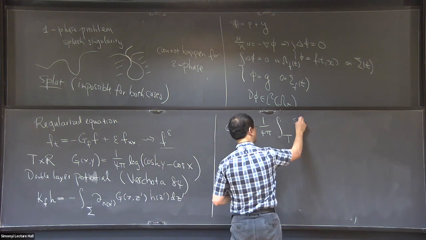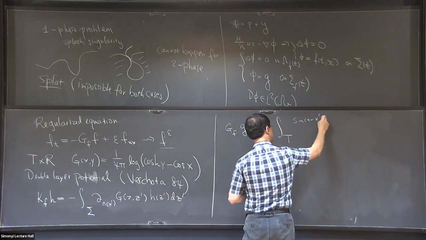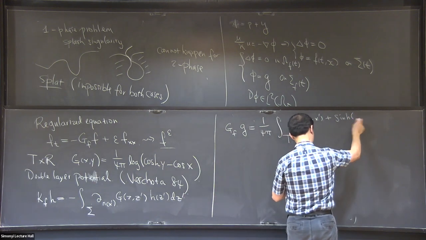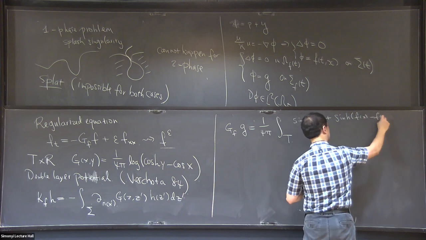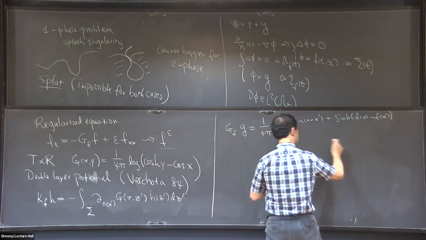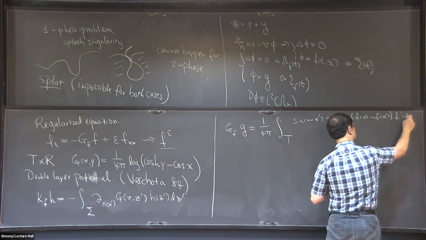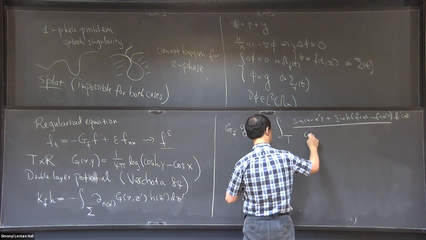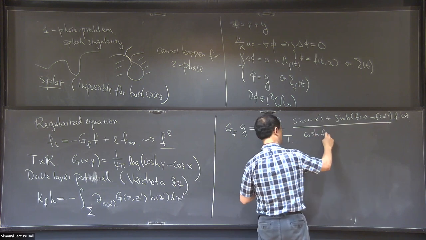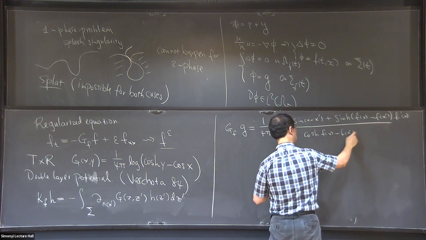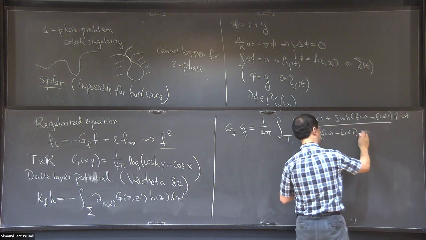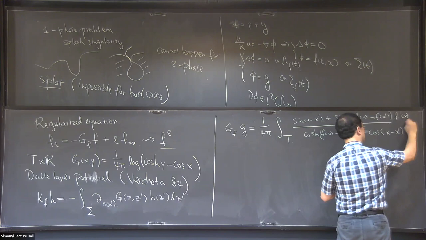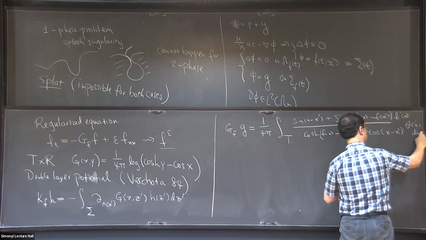of sine(x minus x prime) plus hyperbolic sine(f(x) minus f(x prime)) times f prime(x), divided by cosine hyperbolic (f(x) minus f(x prime)) minus cosine(x minus x prime), times theta(x prime) dx prime.